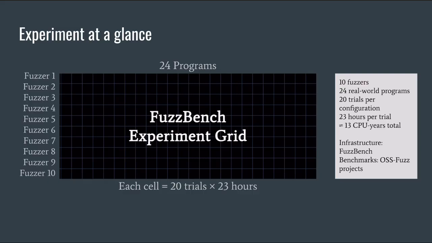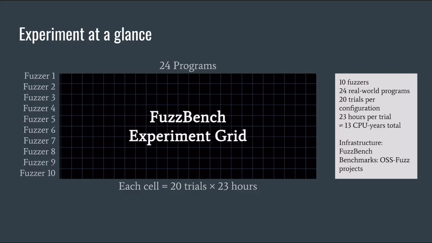Each fuzzing campaign runs for 23 hours, which is a standard runtime used in fuzzing evaluations. This gives the fuzzer enough time to explore deeper parts of the program instead of just the shallow code paths that are easy to reach. So if we multiply all of this out, which is 10 fuzzers, 24 programs, 20 trials each, and 23 hours per trial, the total compute time adds up to roughly 13 CPU years of fuzzing.